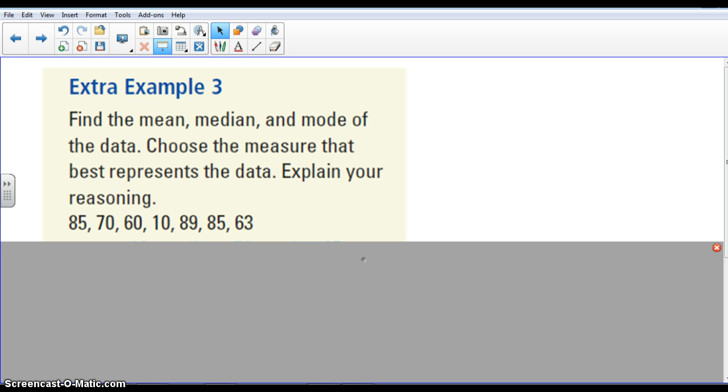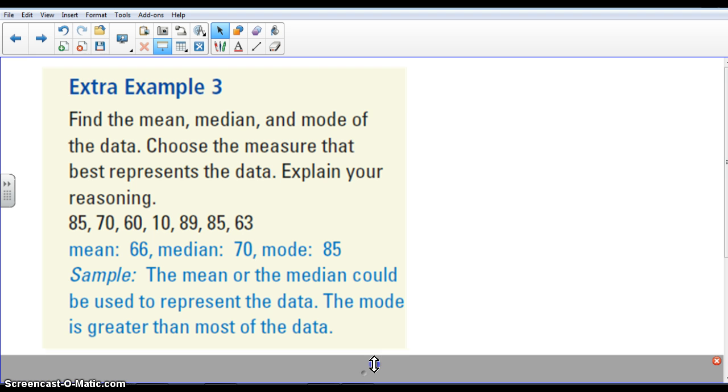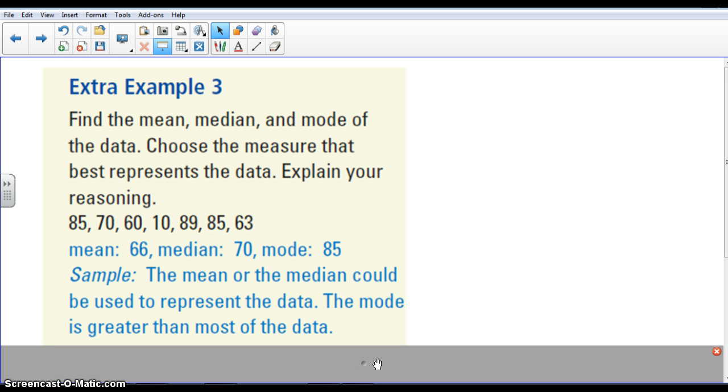All right, let's go with an extra example, a little more practice on that. We're going to find the mean, median, and mode of the data, choose the measure that best represents the data, and explain your reasoning. Please pause and come back for your answer. Your answers would be as follows. The mean is 66, median is 70, the mode is 85. And a sample answer to which is the best to use is the mean or the median could be used. The mode is greater than most of the data, so your typical response would not fall in that.